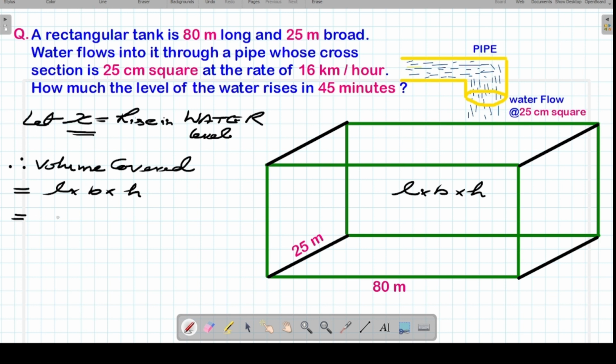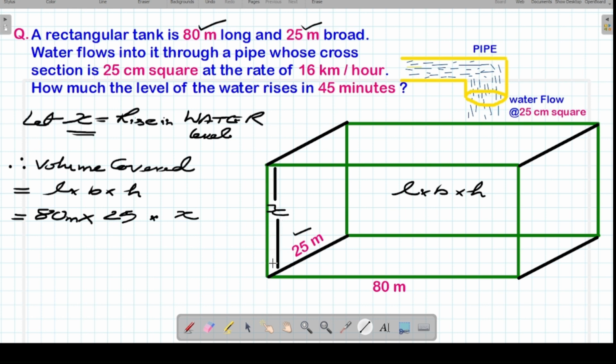So let x equal the height of the water level, which is acquired after running the tap for 45 minutes. You can see a cuboid of water will be formed inside the tank, whose length is 80 meter, breadth is 25 meter, and the height will be what is filled, that is x, which we have already assumed.